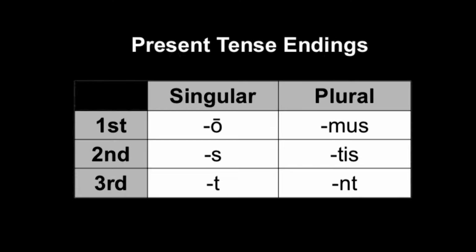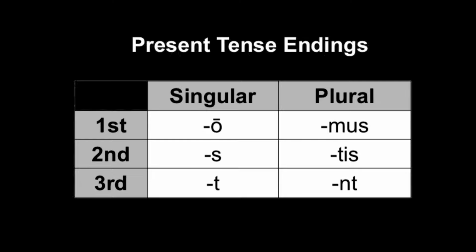If the subject of the sentence is first person and singular, in English we would use the pronoun I. In Latin we simply add the ending o. If it's you, second person singular, we add the ending s, and so forth all the way down to third person plural, they, but instead of using a pronoun, we add the ending unt onto the end of a verb.